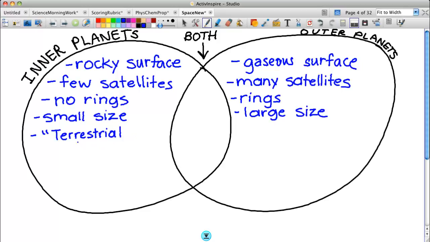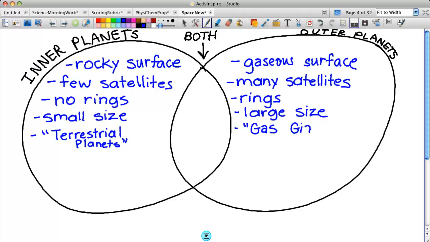Terrestrial planets. You may have also heard the word extraterrestrial. That means beyond. We use that usually to mean beyond Earth. But the nickname for the inner planets, excuse me, that should be capitalized, is terrestrial planets. Now the outer planets have a nickname as well. They're called the gas giants.